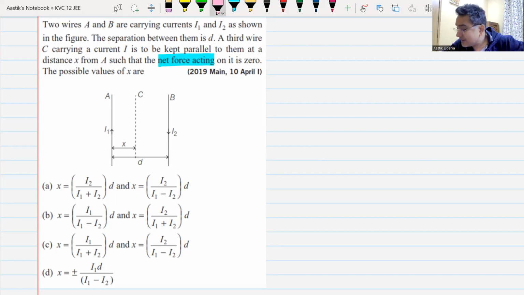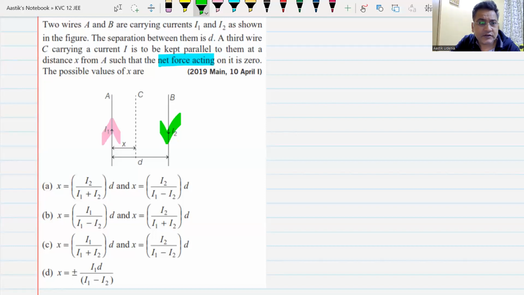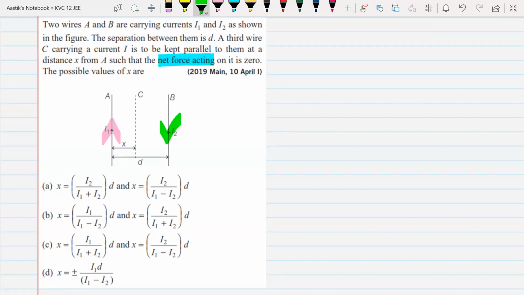Remember, look at the direction of current. This one is having current in this direction. This one is having current in this direction. I'll give you 2 minutes to solve this question. Everyone understand the question? Yes, sir. I have changed the question in such a way that you have to find out the point where magnetic field is 0. Okay?